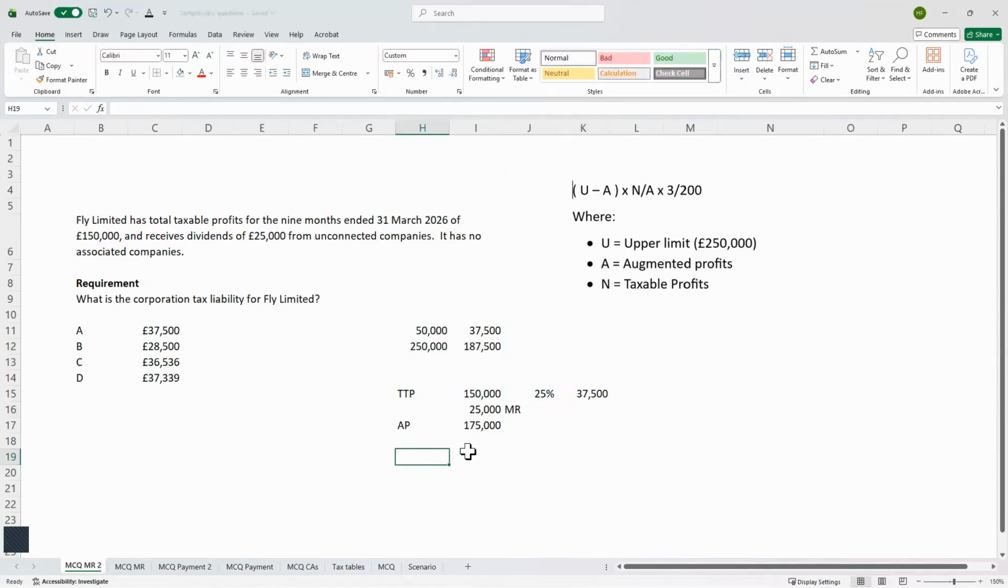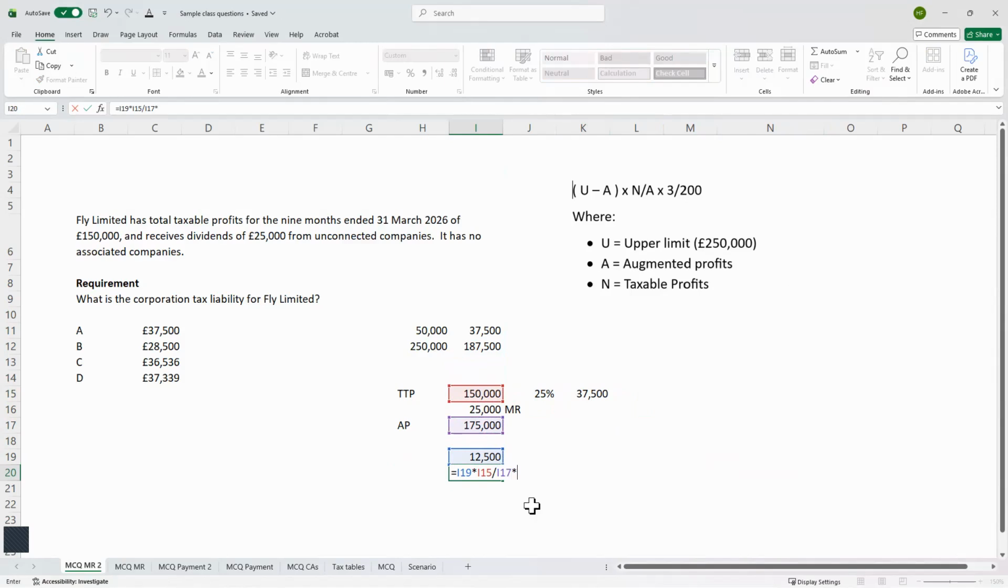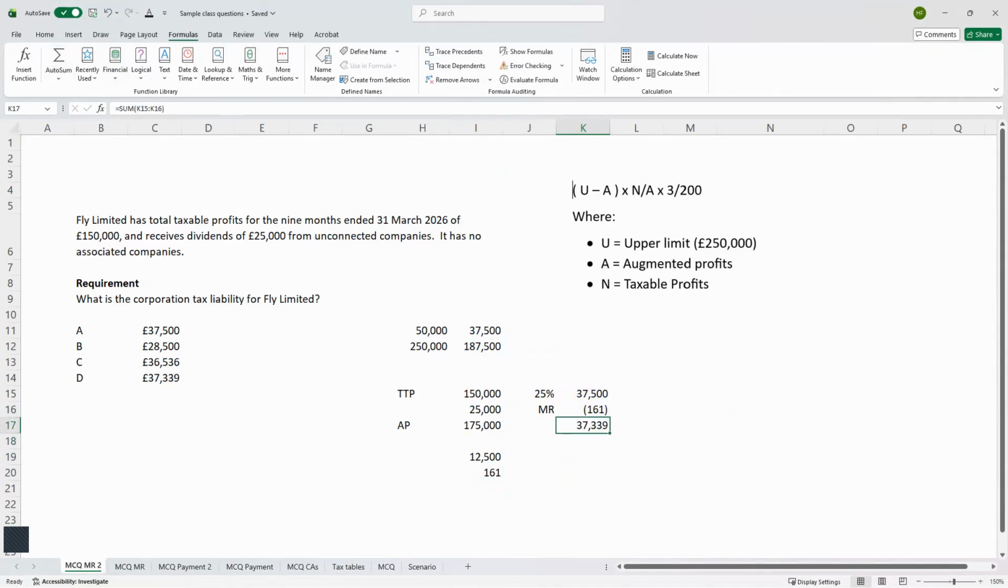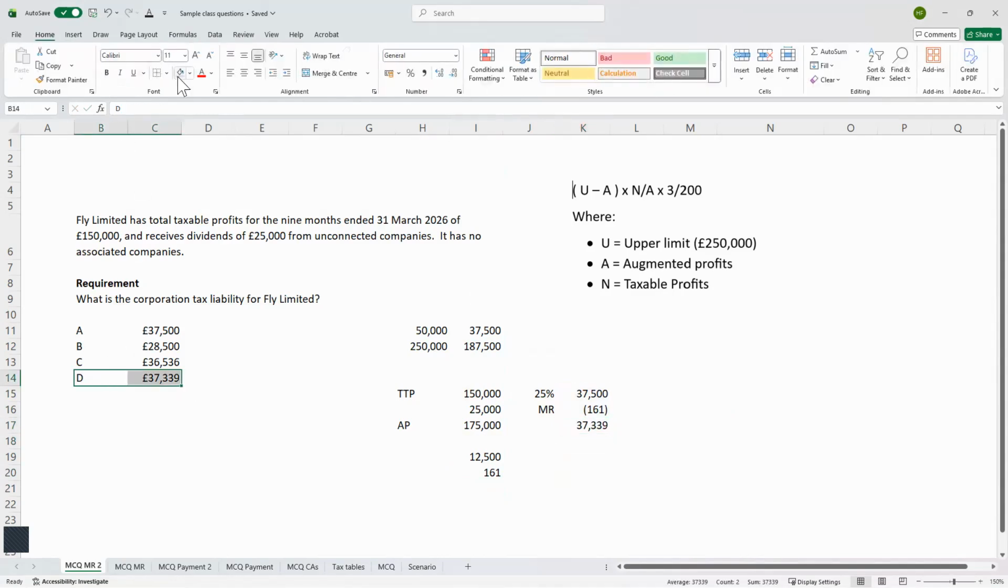So you've got the marginal relief calculation here, which you won't have in the exam, but we can work through it in this class. We're going to take the upper limit minus the augmented profits. We then need to multiply this number by the taxable profits over the augmented profits and then times by the marginal relief fraction, which is 3 over 200, and we get marginal relief of £161. So we can then take off the marginal relief here, £161, and that gives us an answer of 37,339, which is answer D. So a good example here of where you have a shorter accounting period than 12 months and you need to prorate the marginal relief limits for the shorter period.